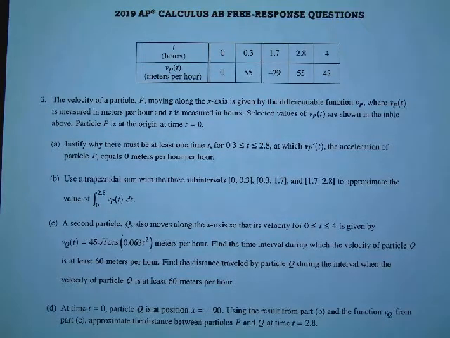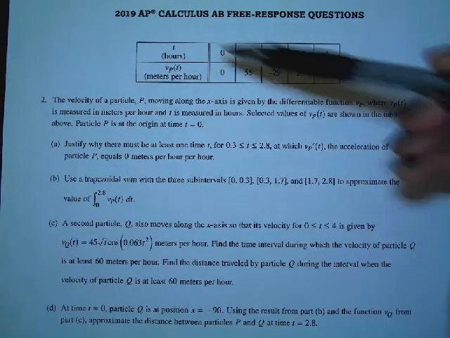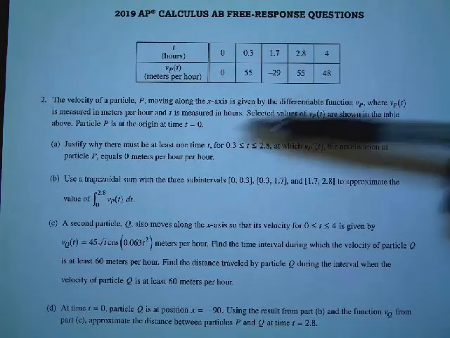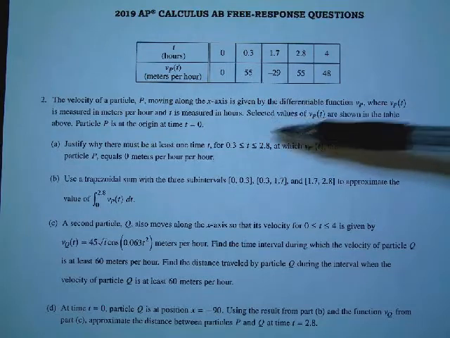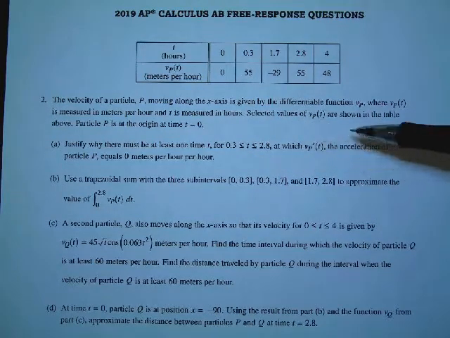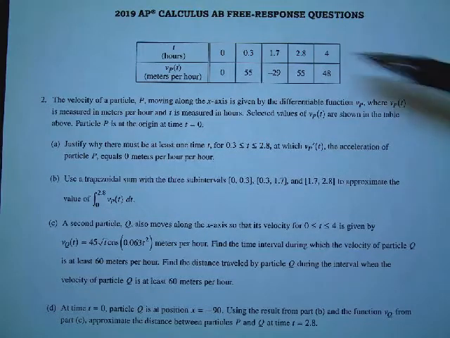All right, this is the second FRQ on the 2019 AB exam. So we can use our calculator if we need to. First question, we have the chart in terms of time and velocity. And it says justify why there must be at least one time on the interval from 0.3 to 2.8 where the derivative of velocity, the acceleration, is 0.